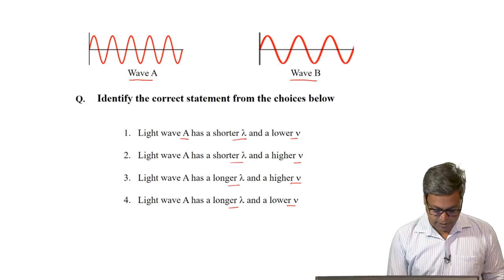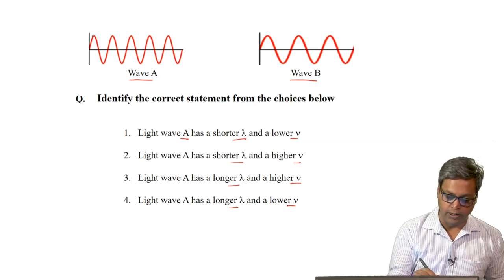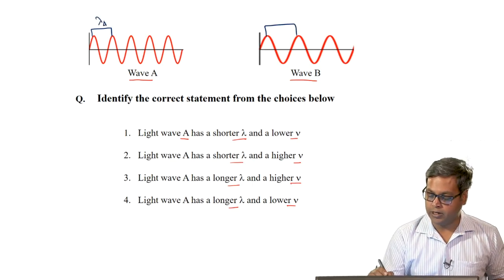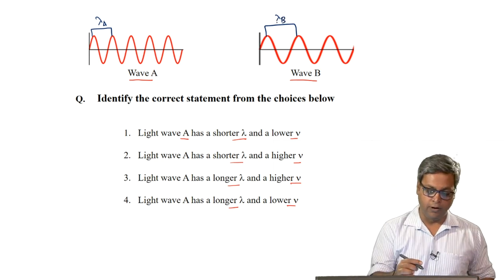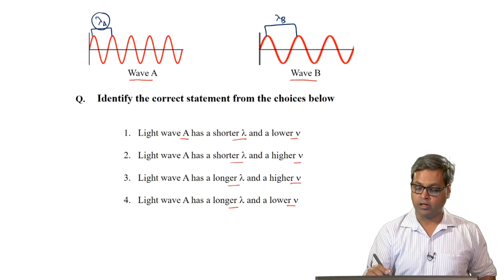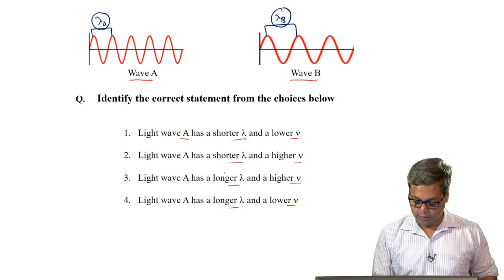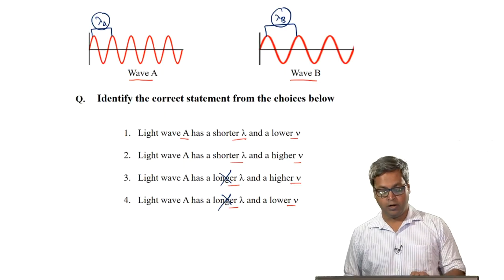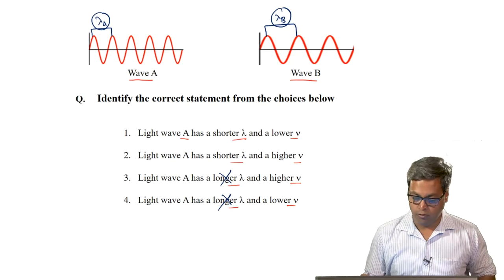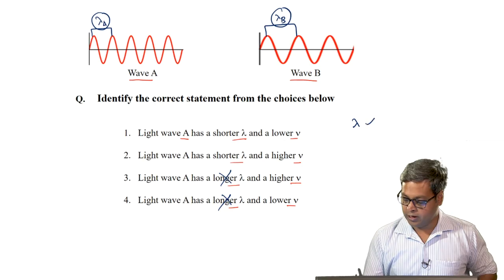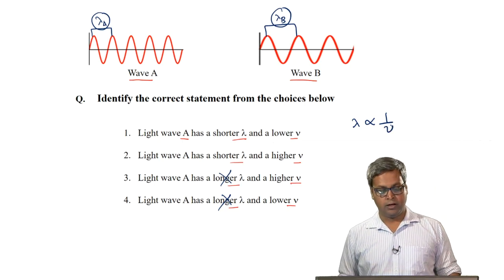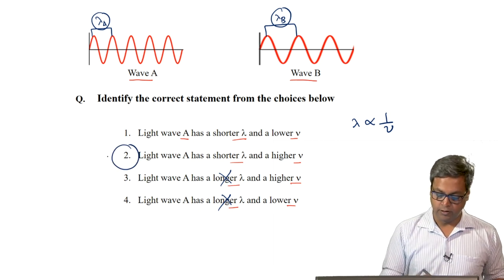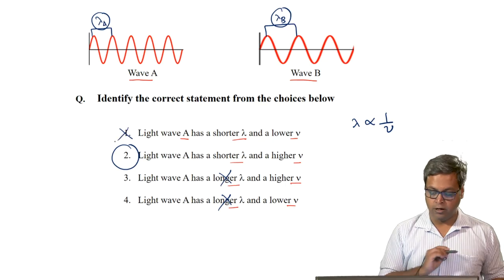We can see that wavelength is defined if we join two consecutive maxima. So, this is lambda A and for the wave B, this is lambda B. We can immediately see the wavelength of A is shorter than the wavelength of B. In that case, we can eliminate 3 and 4. The second part is whether frequency is lower or higher in case of A. We know that wavelength is inversely proportional to frequency. So, if the wavelength is shorter, then the frequency should be higher. In other words, the answer in this case will be option 2 and option 1 is not right.